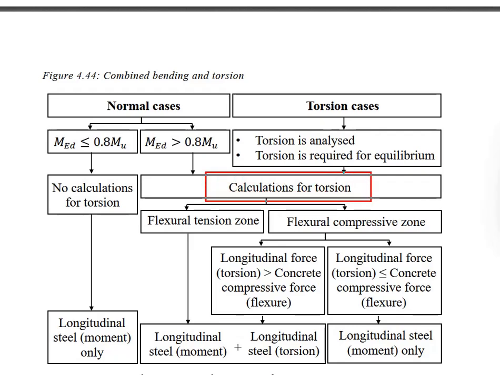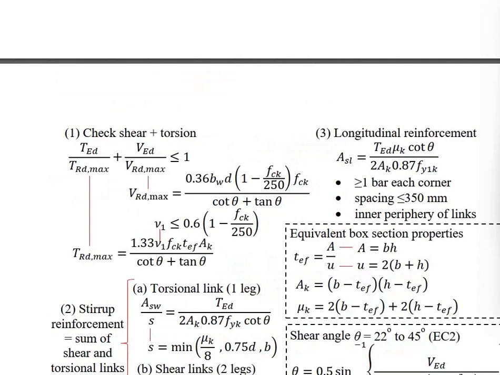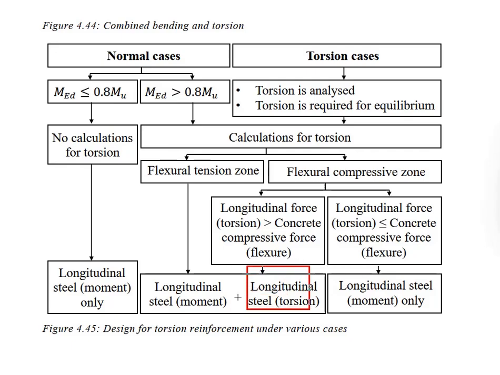Knowing that now torsional resistance will be necessary, then we have to look into the tension zone and the compression zone. Let us first look at the tension zone. In your initial design of the bending moment resistance, there will be a set of longitudinal steel bar. And then for the torsional resistance, there will be equations for you to determine the longitudinal reinforcement. This longitudinal reinforcement for the torsions will be added with the longitudinal reinforcement for the bending moment.